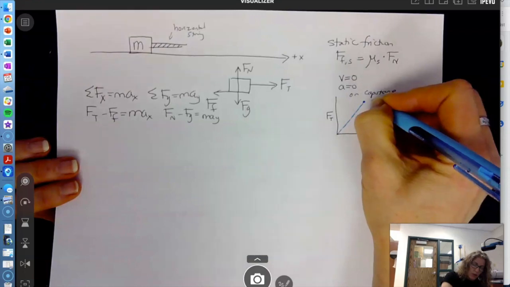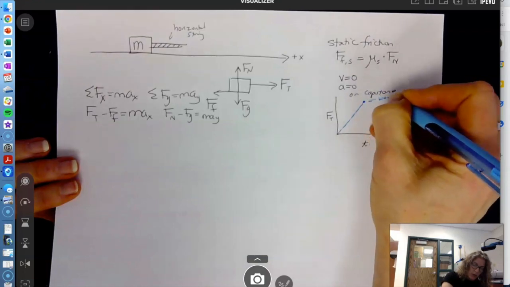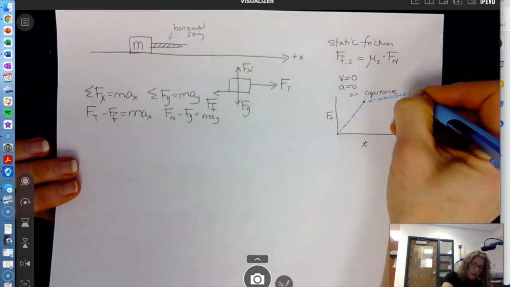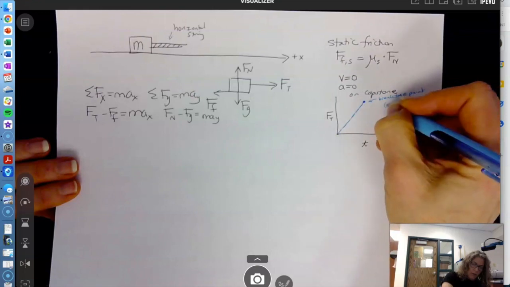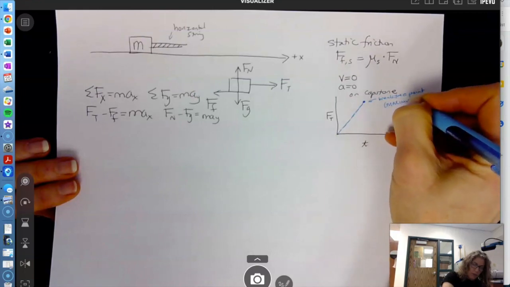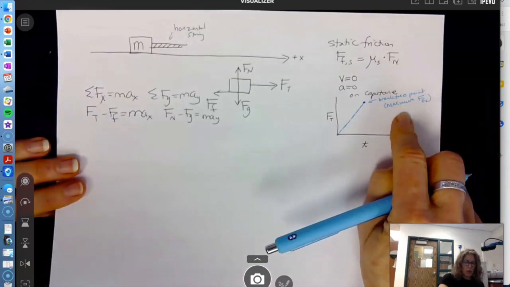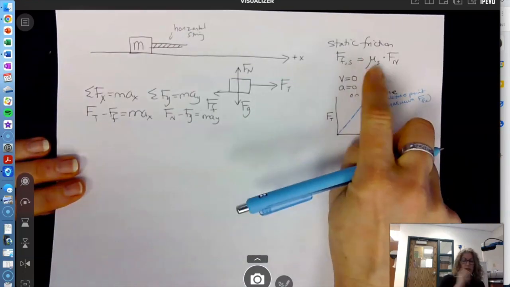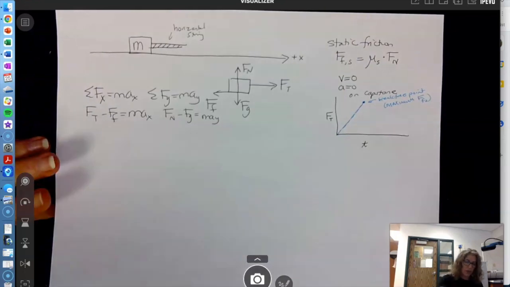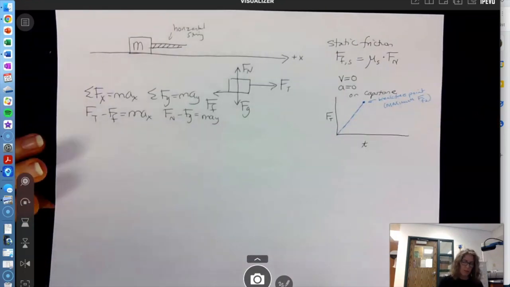Right here, we call this point the break-free point. This is the point of maximum static friction. This is the point we need in order to figure out what the static friction force is. So we want that maximum.